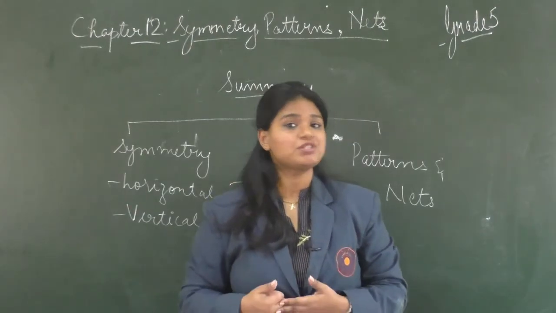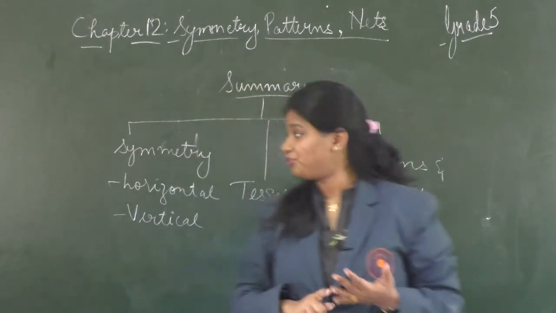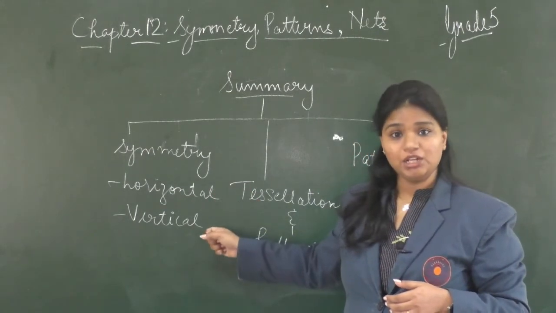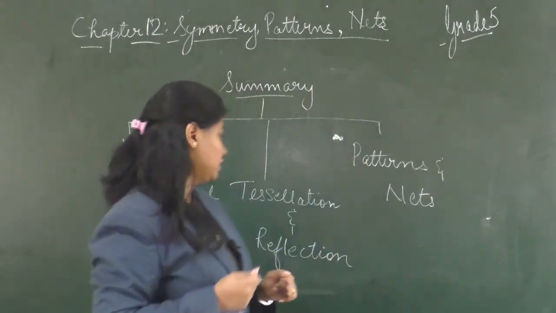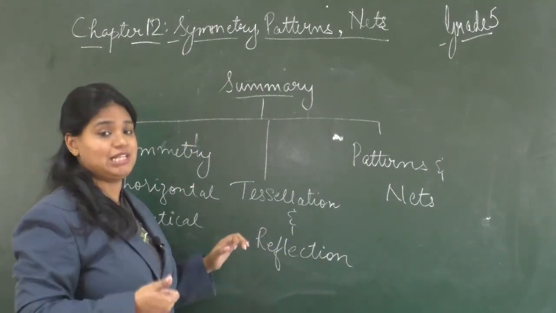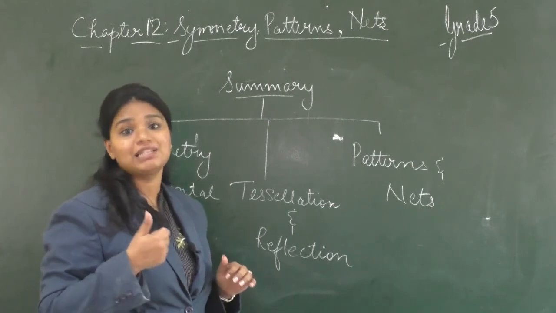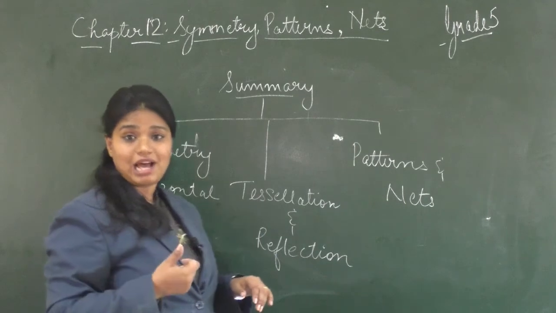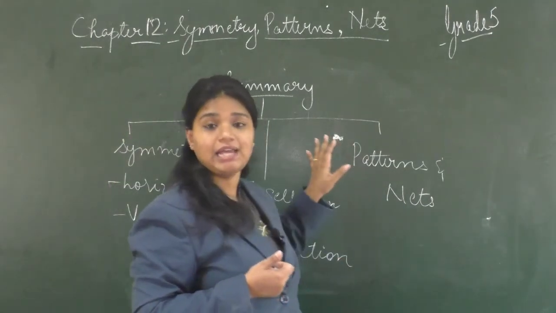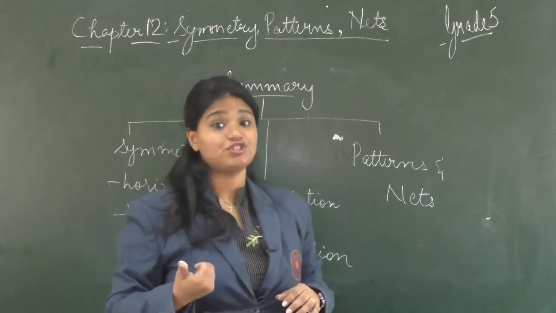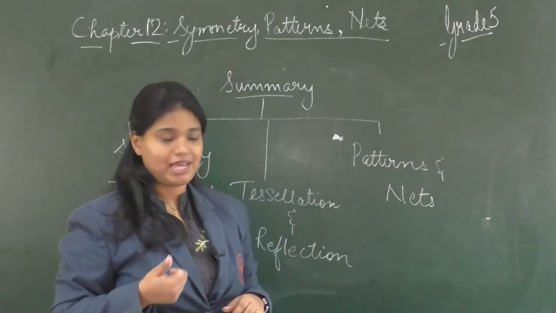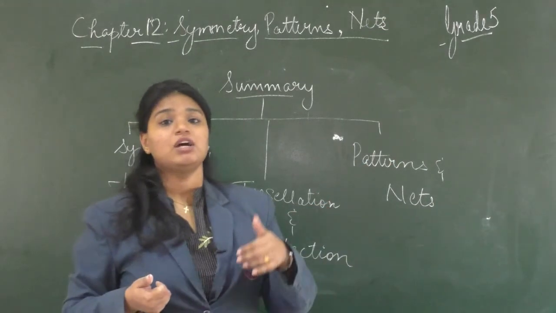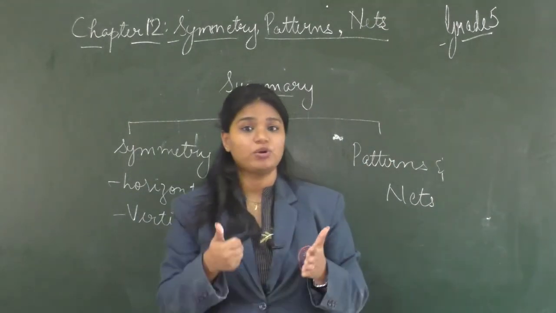So, students, in today's video we learned about symmetry and two types of symmetry, that are horizontal symmetry and vertical symmetry. Next we learned about tessellation, and for tessellation we used the example of tiles on the floor. We also learned about reflection. Last we learned about patterns, and under that we learned about patterns in nature and patterns in numbers. Last we learned about nets, and under nets we learned that when a 2D shape is folded, it forms a 3D shape.